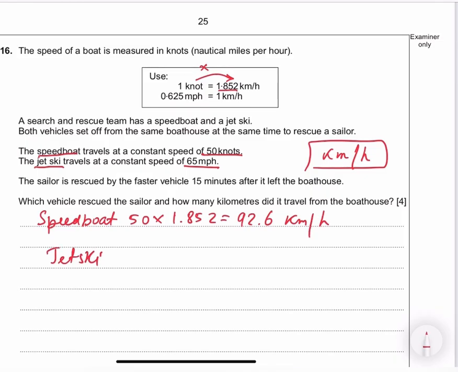And we're going to do the jet ski the same. We're going to change 0.625 into kilometers per hour as well. So this time we're changing into kilometers per hour, we're going to divide by 0.625. So 65 miles per hour, we're going to divide by 0.625, and that will give us 104 kilometers per hour.